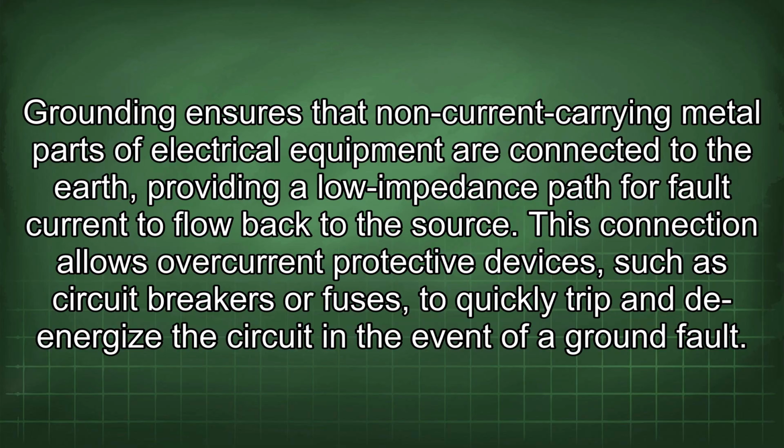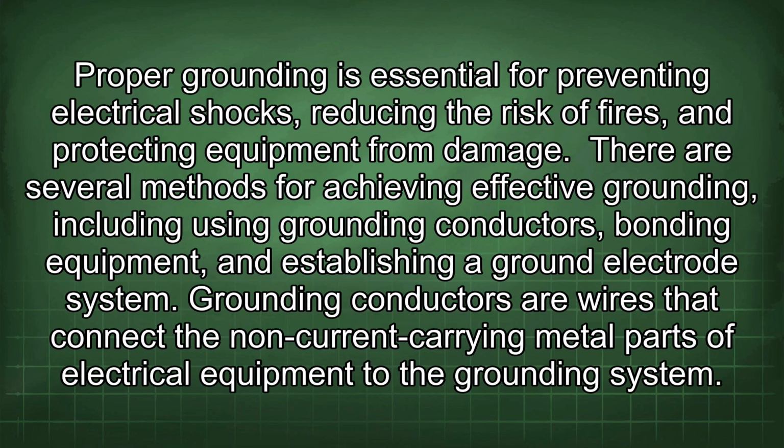Grounding ensures that non-current carrying metal parts of electrical equipment are connected to the earth, providing a low impedance path for fault current to flow back to the source. This connection allows overcurrent protective devices, such as circuit breakers or fuses, to quickly trip and de-energize the circuit in the event of a ground fault. Proper grounding is essential for preventing electrical shocks, reducing the risk of fires, and protecting equipment from damage.